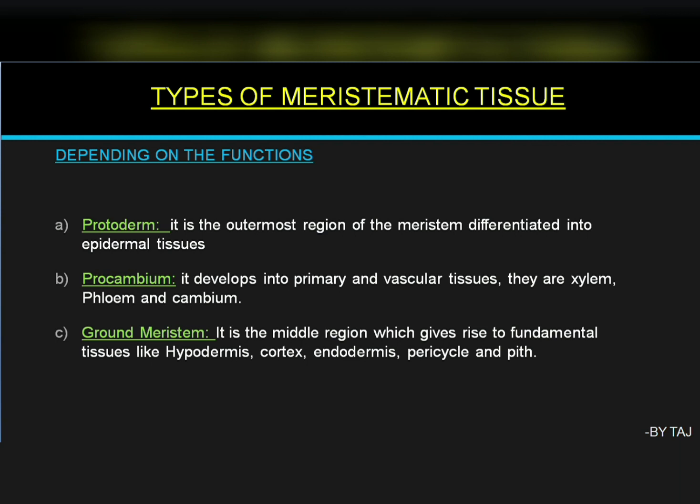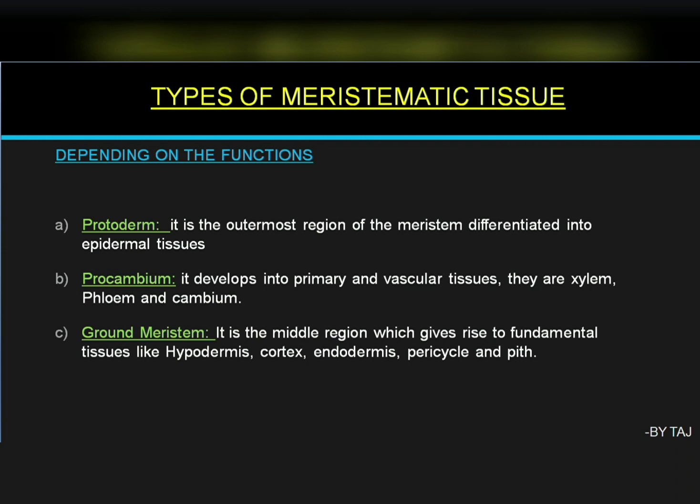So coming to the ground meristem. Ground meristem is the middle region which gives rise to fundamental tissues like hypodermis, cortex, endodermis, pericycle and the pith. So this is about the types of meristematic tissue.